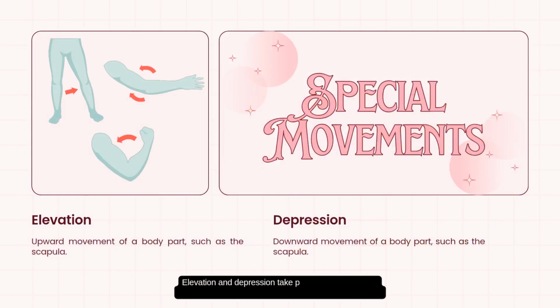Elevation and depression take place when a structure moves in a superior or an inferior direction, respectively. Elevation is an upward movement of a body part, such as the scapula. Depression is a downward movement of a body part, such as the scapula.